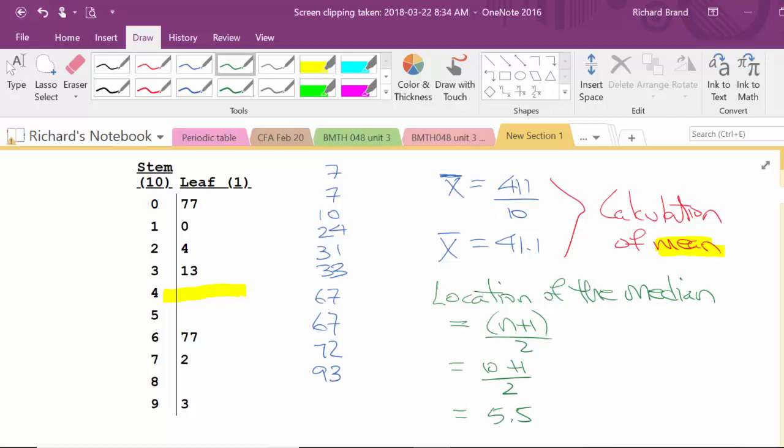So the median, however, is handled differently. The location of the median is found by using the formula n plus 1 divided by 2, where n is the number of terms. So there's 10 terms. 10 plus 1 is 11. 11 divided by 2 is 5.5. That means what I need to do is find the numerical average of the 5th term and the 6th term.